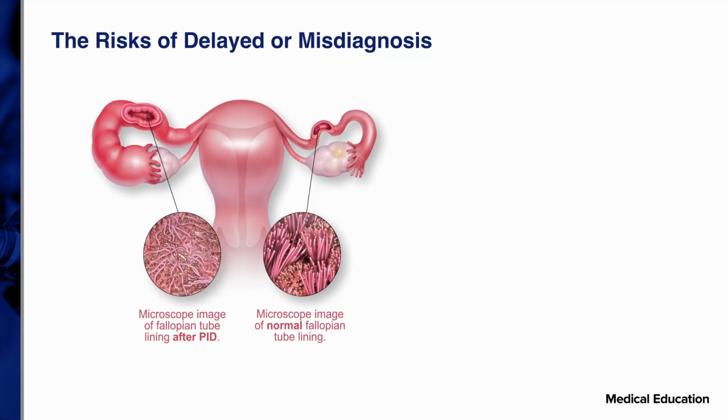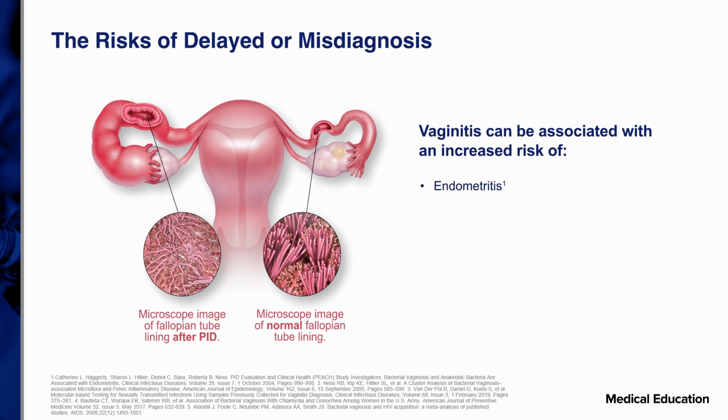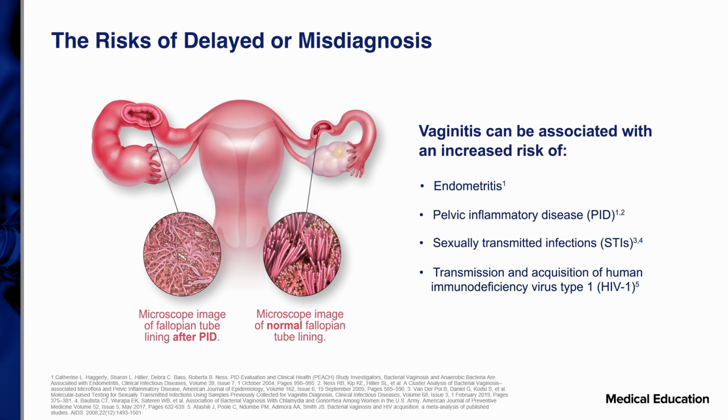If left undiagnosed and untreated, vaginitis may result in an increased risk of endometritis, which is an infection of the inner uterine lining. It can also cause pelvic inflammatory disease, which is an infection and inflammation of the female genital tract, and can result in serious reproductive morbidity, including infertility and ectopic pregnancies. Having vaginitis can also increase the chance of acquiring sexually transmitted infections like chlamydia, gonorrhea, herpes, and more importantly, it has been associated with transmission and acquisition of HIV.